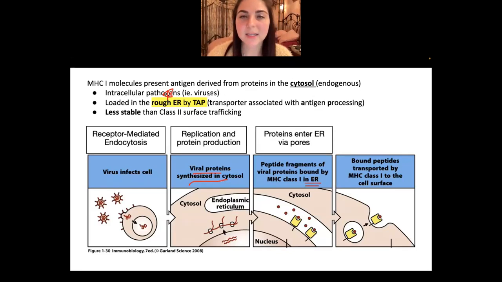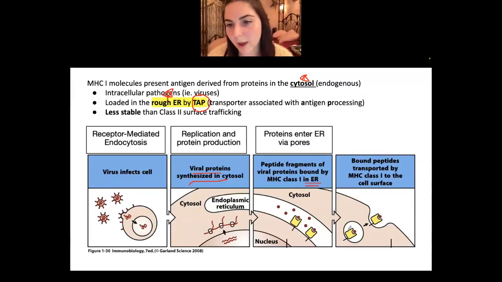You should know this location. And the exact transporter that loads peptide onto MHC class 1 in the ER is called TAP. And TAP stands for transporter associated with antigen processing. I tried to highlight all the differences between MHC class 1 and 2, and this is a big one, the whole endogenous aspect, where it's loaded, and what loads it. So MHC class 1 antigens are going to be derived from the cytosol, so endogenously. They're loaded into the rough ER by TAP.